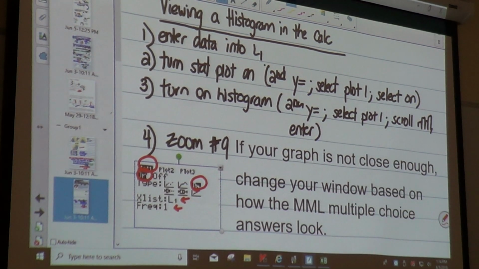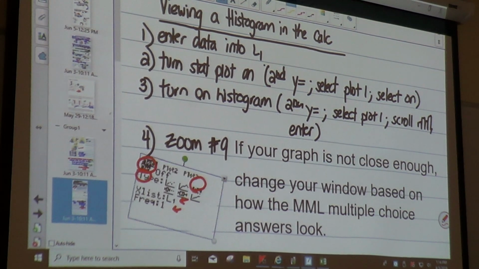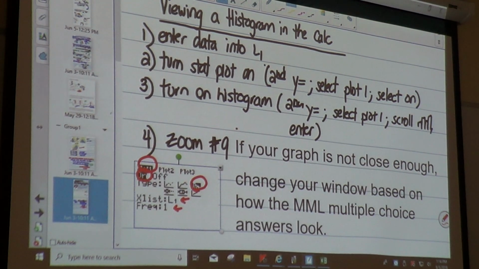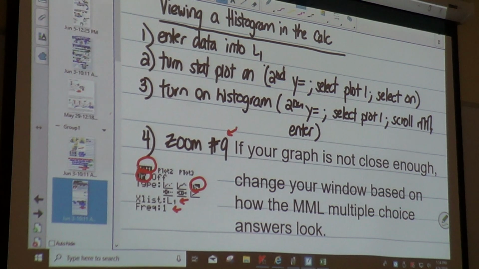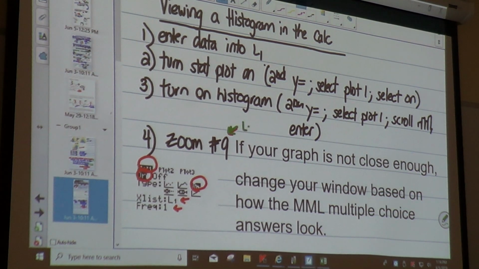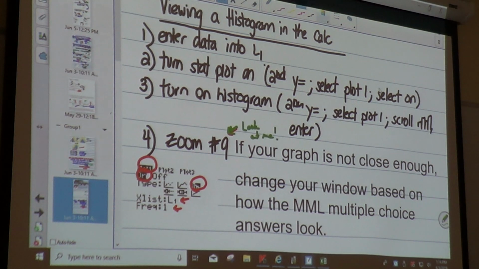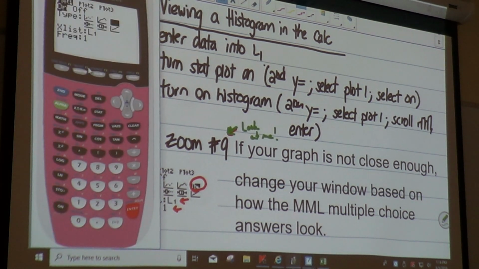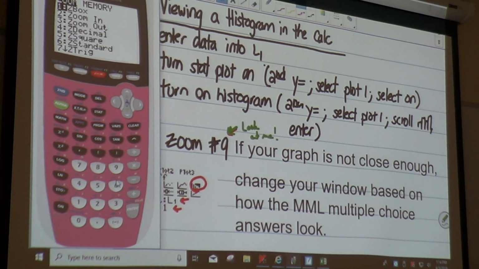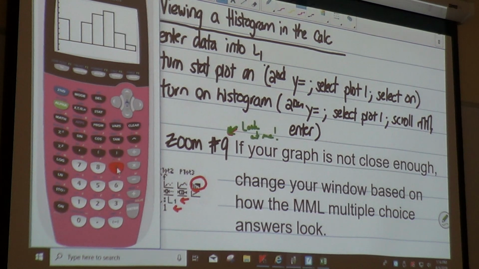Zoom 9. Ooh, so cute. Zoom 9 means look at me. Okay, zoom is in the middle up underneath your screen. Right here. Zoom 9 means look at me.